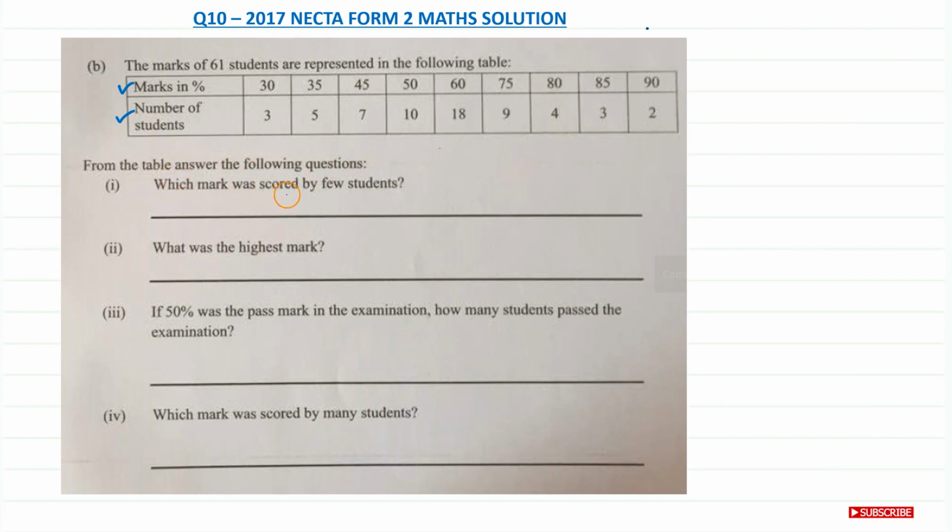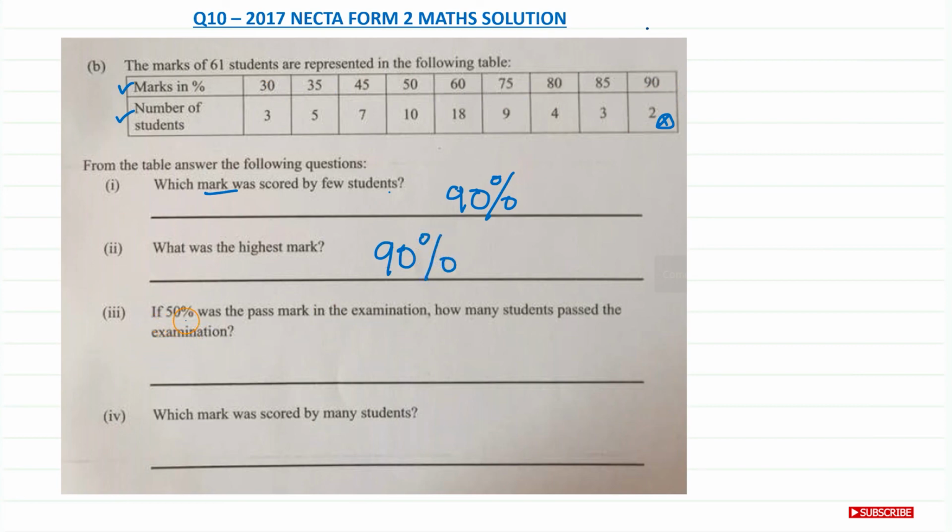Which mark was scored by few students? So few means the minimum number of students. So we look for the smallest number of students over here, and I can see the smallest number of students is 2. So that means that only 2 students got 90%. The question is which mark? So we need to say 90%. What was the highest mark? Well, we can see the smallest mark is 30% and the highest was 90%. So the highest mark is 90%.